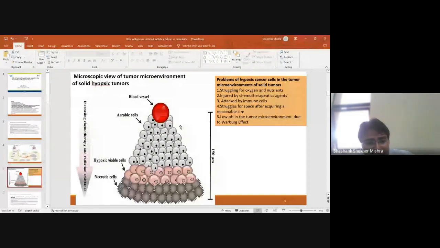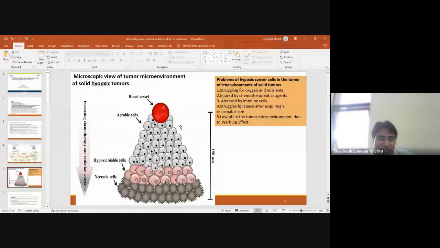Right now, if we look at this diagram, it talks about the problems of hypoxic tumor cells. There are basically two types of dividing cells, aerobic cells and hypoxic cells. These two types of cells have their own problems. These cells struggle for oxygen and nutrients, right?